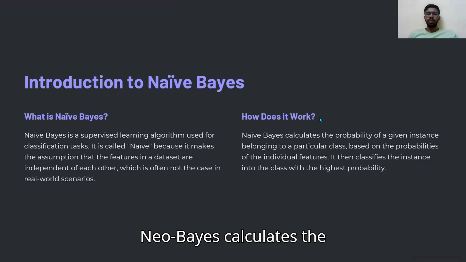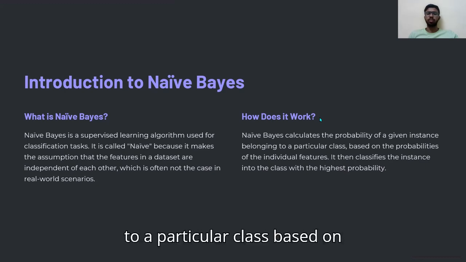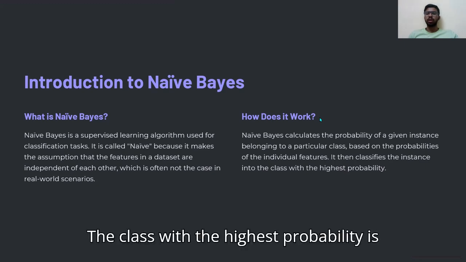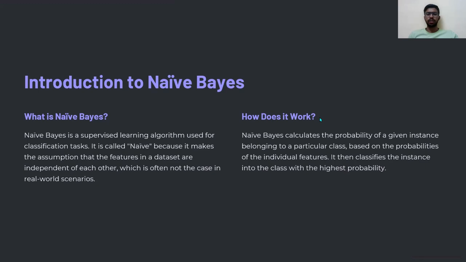Naive Bayes calculates the probability of an instance belonging to a particular class based on the probabilities of the individual features. The class with the highest probability is then selected as the prediction.